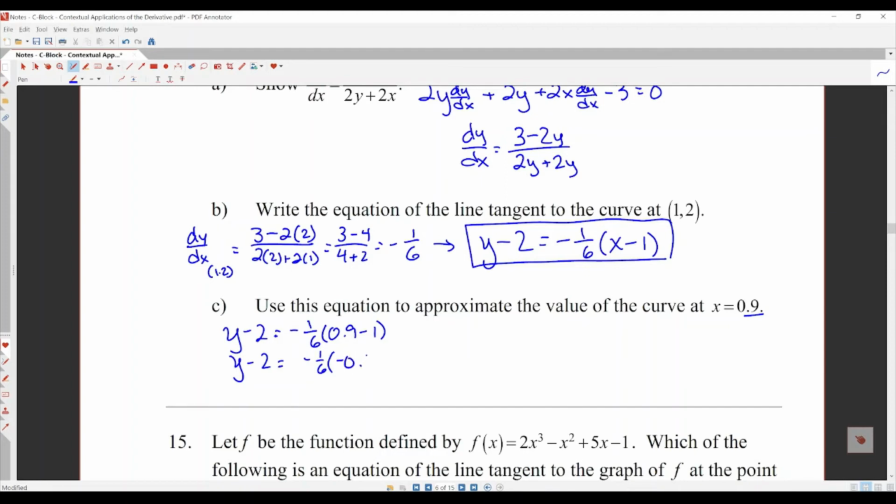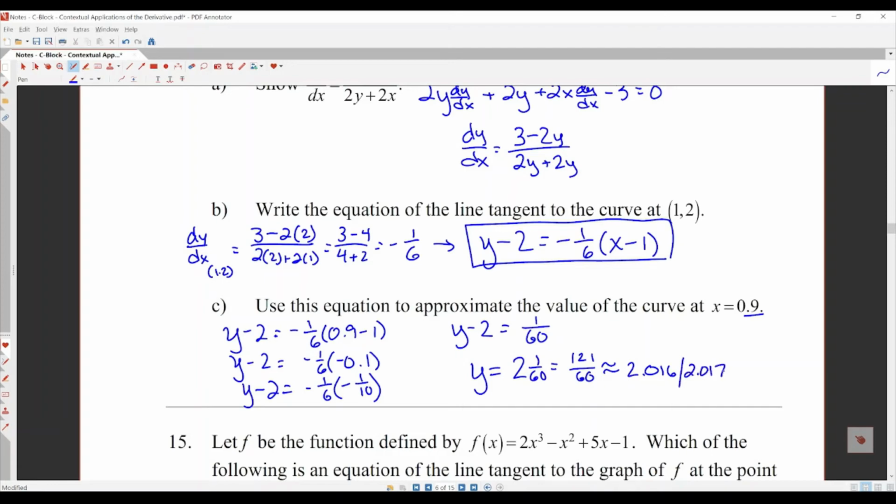That gives me negative 0.1, which, to be honest, in this case, I'm going to go ahead and write as negative 1/10. So negative 1/6 times negative 1/10 is positive 1/60. Now we add 2 to that, and that gives us 2 and 1/60, which is 121 over 60. And again, if you want the decimal version, you get 2.016 if you truncate, or 2.017 if you round up. Either is good.